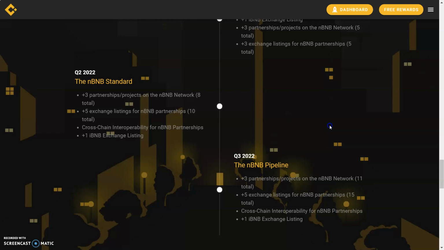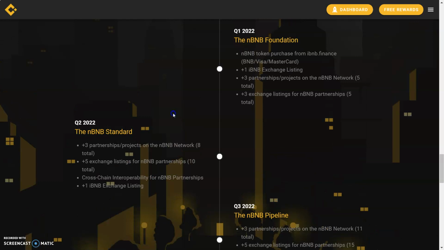for nBNB partnerships total, cross-chain interoperability for nBNB partnerships, 1 BNB exchange listing. So they're definitely going to get the word out on this project to get listed on all these exchanges. Every time they get listed on a new exchange, if they can fulfill these things, I'm going to tell you that the price is going to increase.